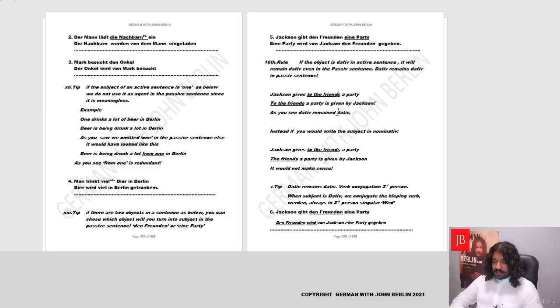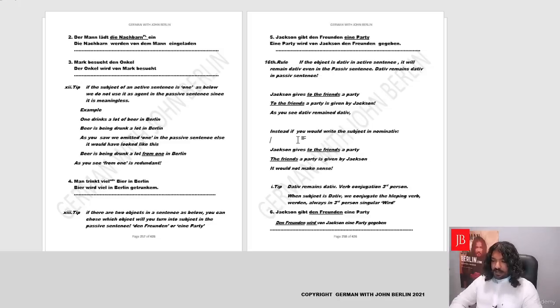Why does it remain dative? Because if I change it into nominative, the meaning would change. That means if I write the friends a party is given by Jackson, yes, I changed to the friends, which is dative, into nominative. That's the friends. The meaning changed. It doesn't even mean anything. The friends a party is given by Jackson. It should have been to the friends. So that's why we need to understand when there is dative, it needs to remain dative in passive.